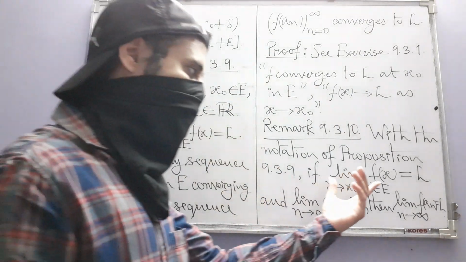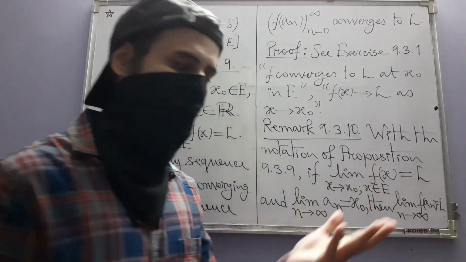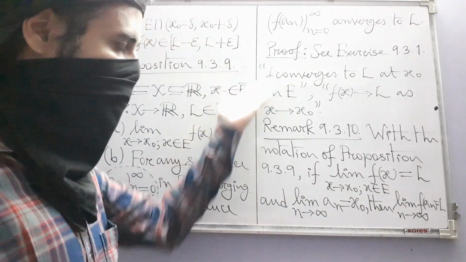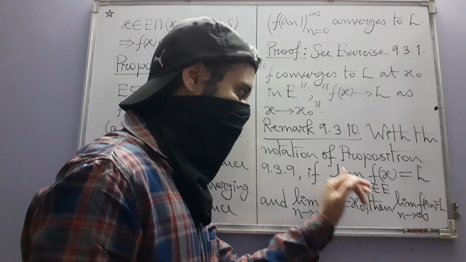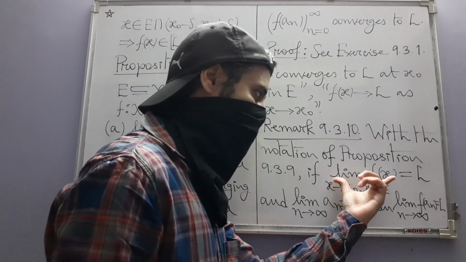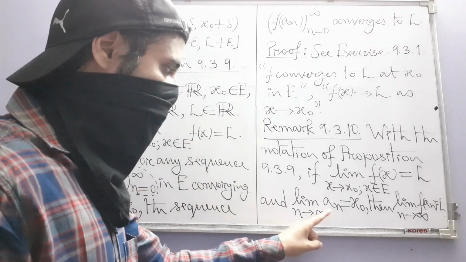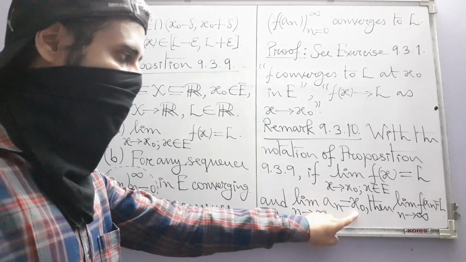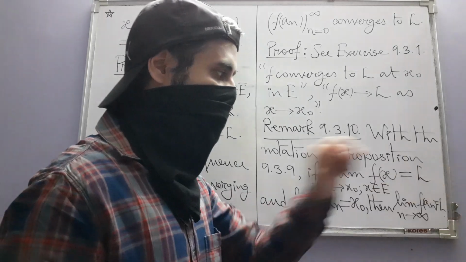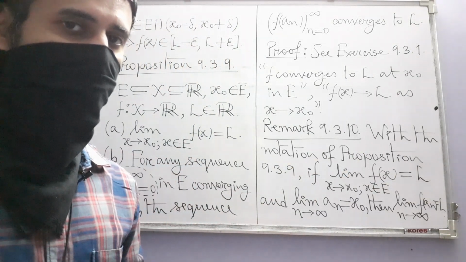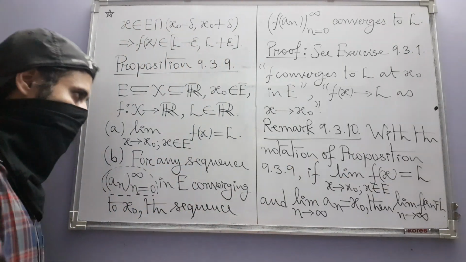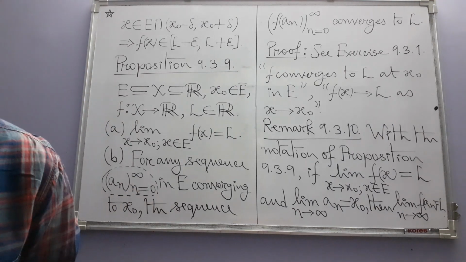If we somehow are able to show, by some means other than using this equivalence itself, that this limit is L, then for any sequence a_n in E which converges to x naught, the limit of f of a_n will be equal to L. Okay, so we will use this somewhere.